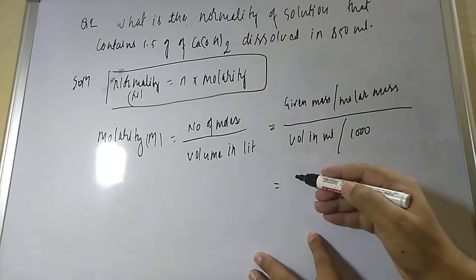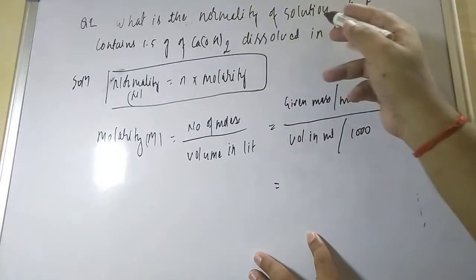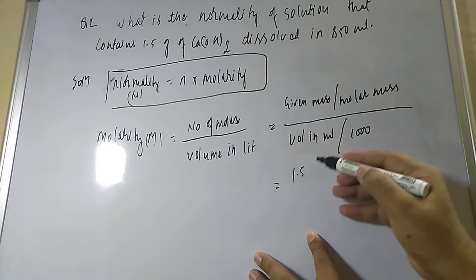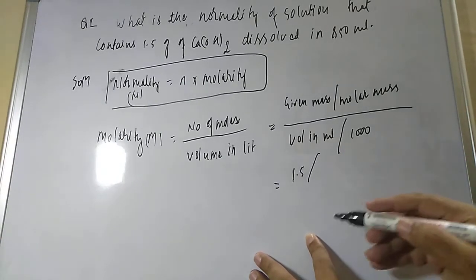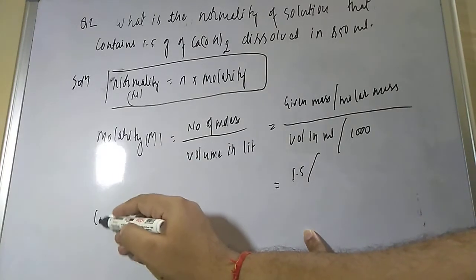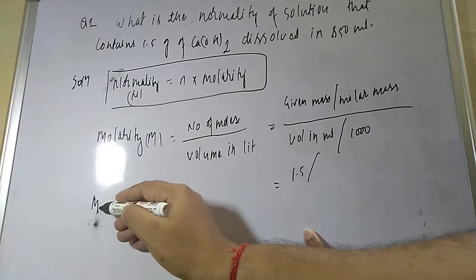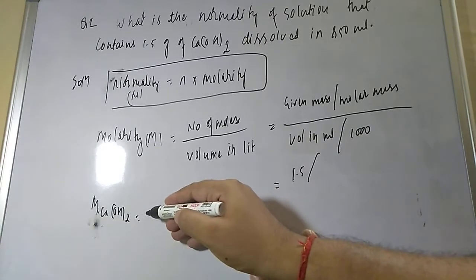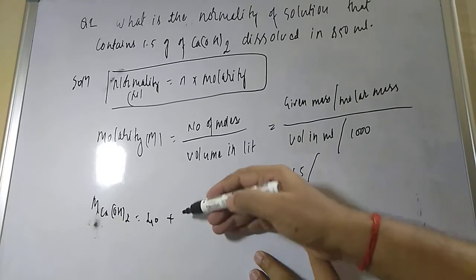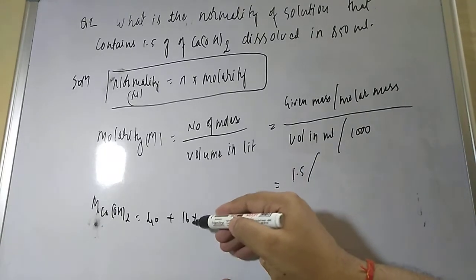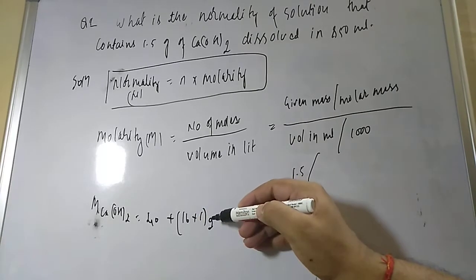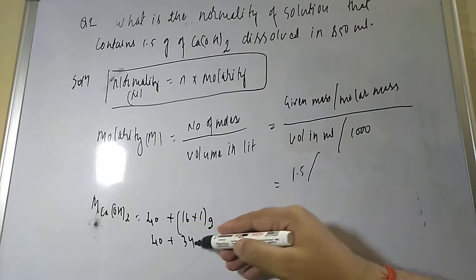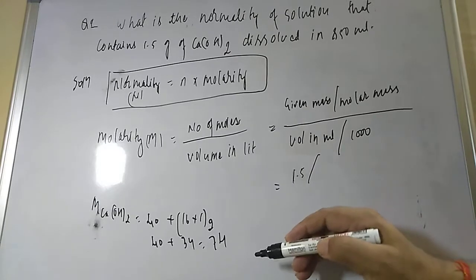Now you see how much given mass is there. The solution contains 1.5 gram of calcium hydroxide, so 1.5 gram divided by the molar mass of calcium hydroxide, Ca(OH)2. Calcium is 40 plus oxygen 16 plus 1, multiplied by 2. So 40 plus 17 into 2 is 40 plus 34, which comes to 74. So this is the molar mass.